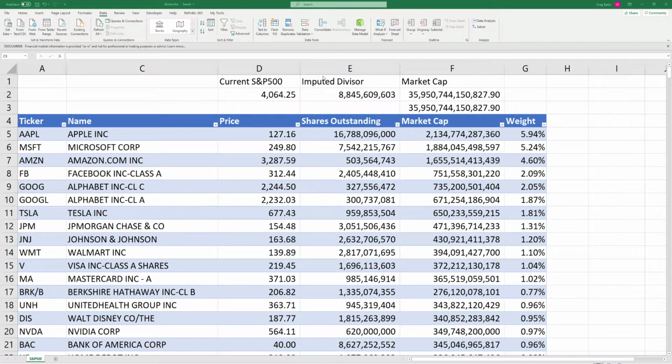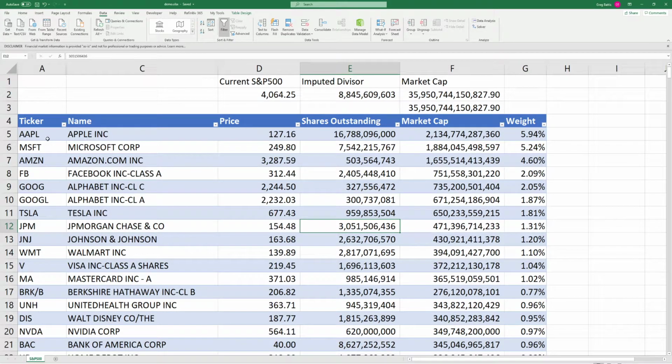I've actually imputed a divisor because share count is a bit tricky to attain completely accurately for all 500 companies. And there are different classes of stock that are included in the S&P 500 index. And you can do this too.